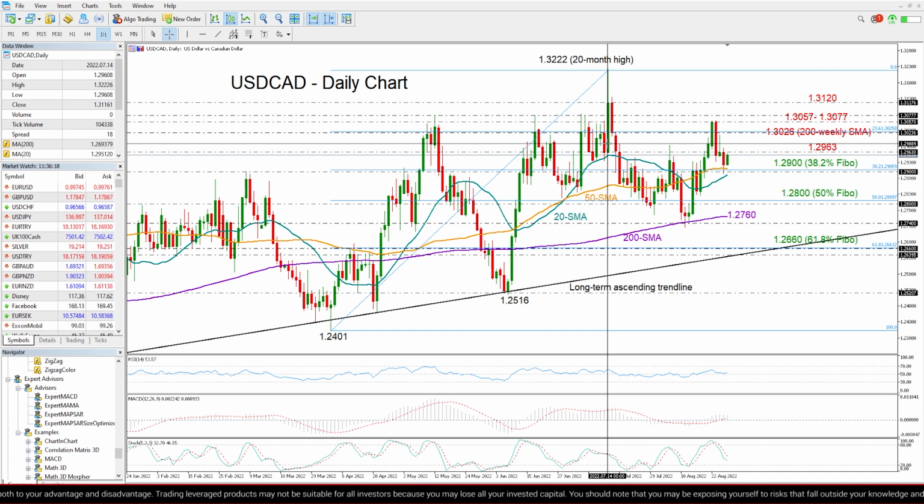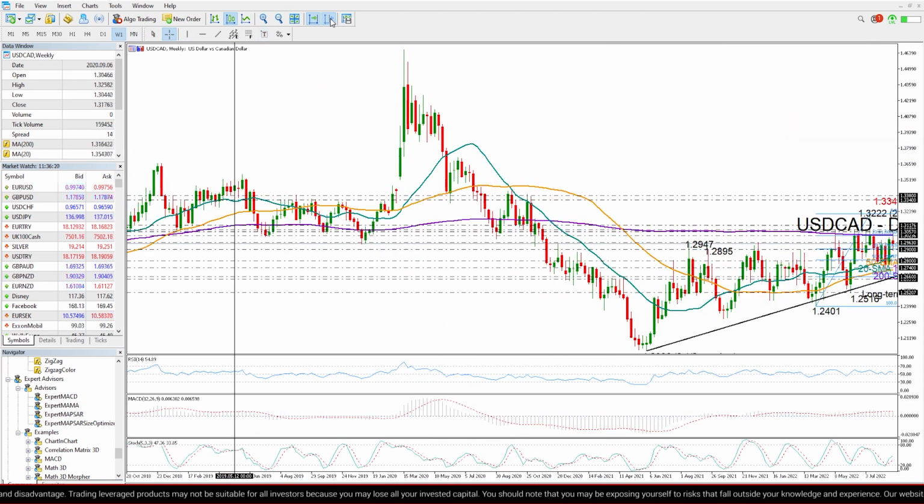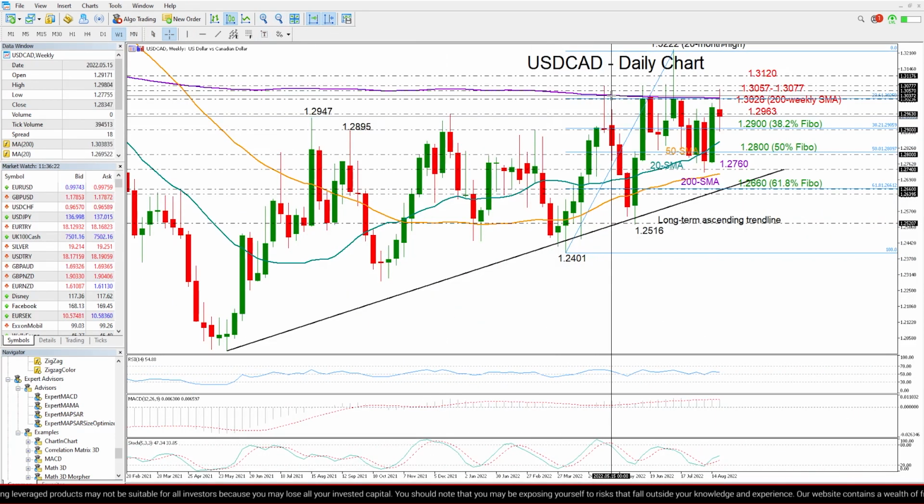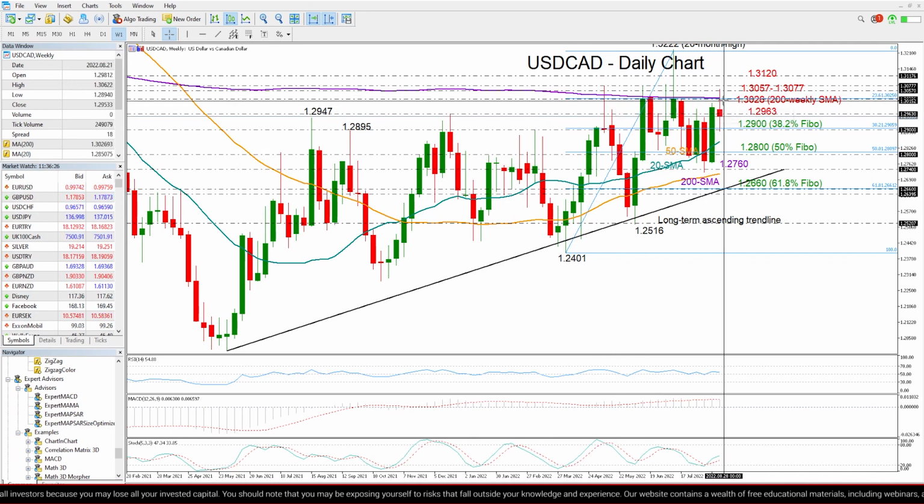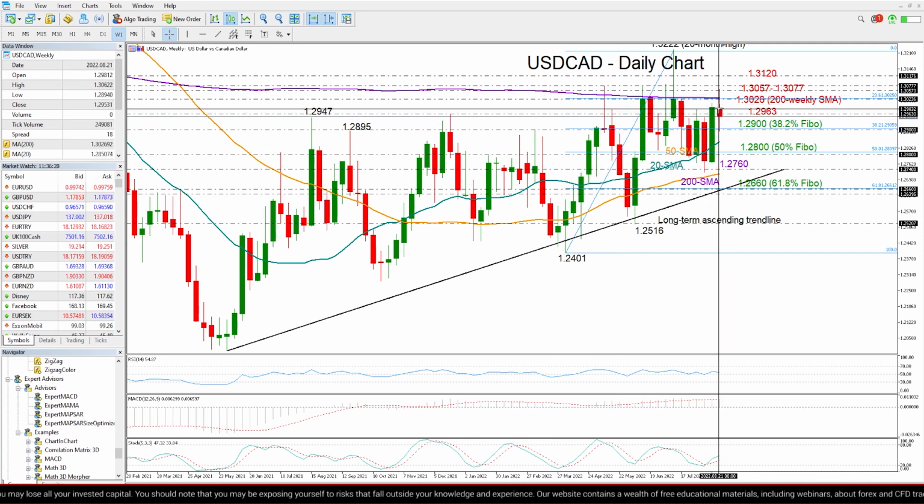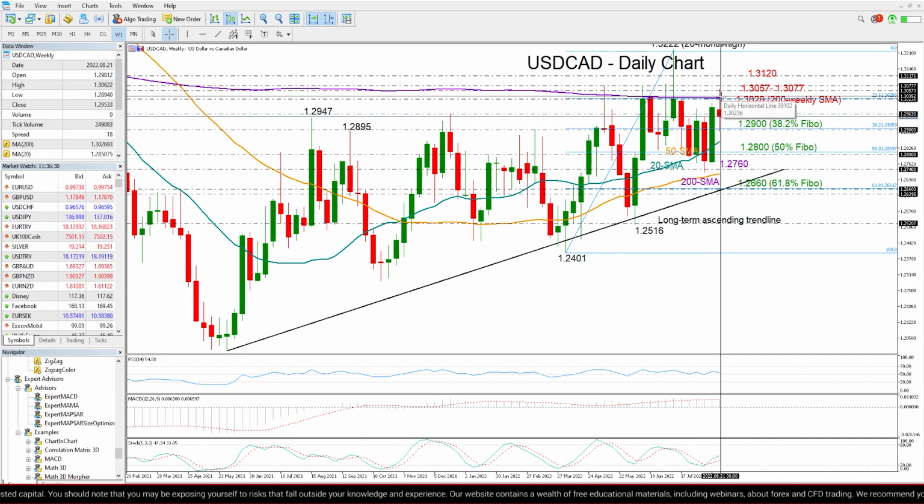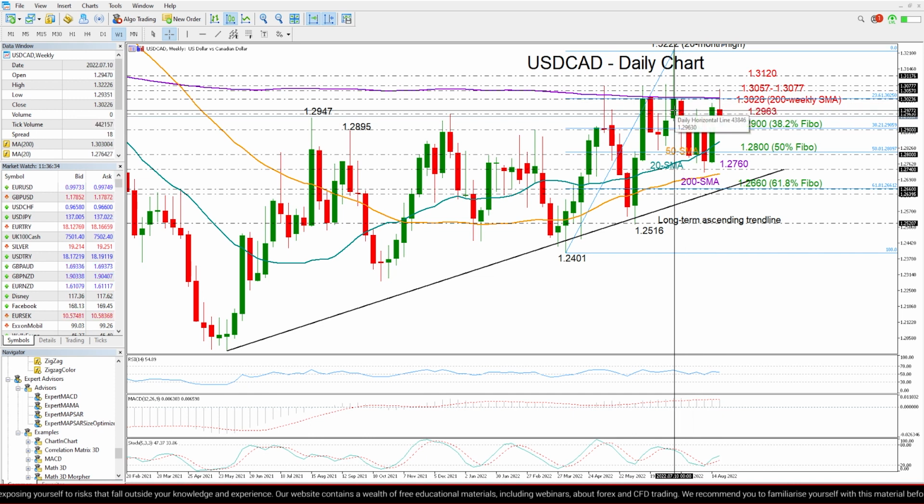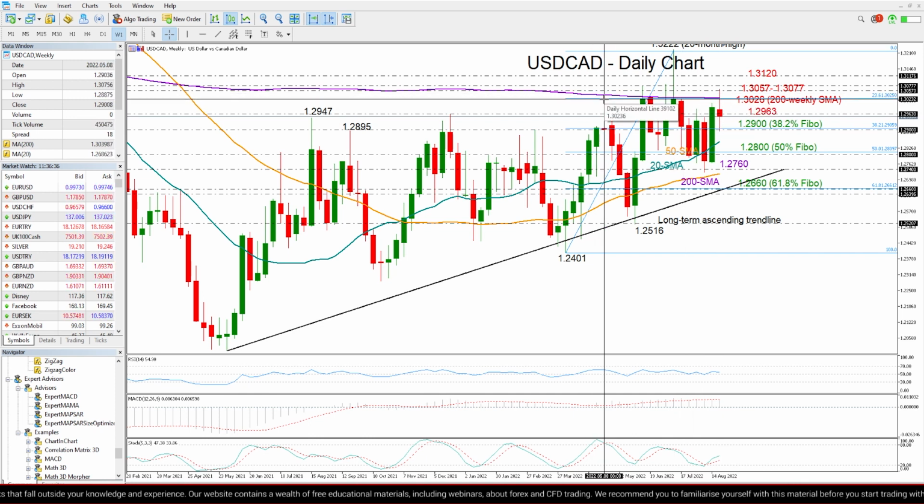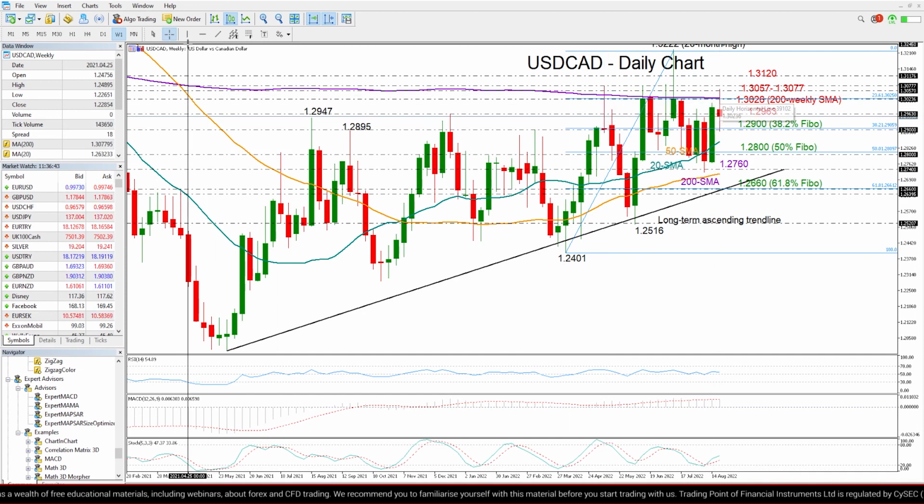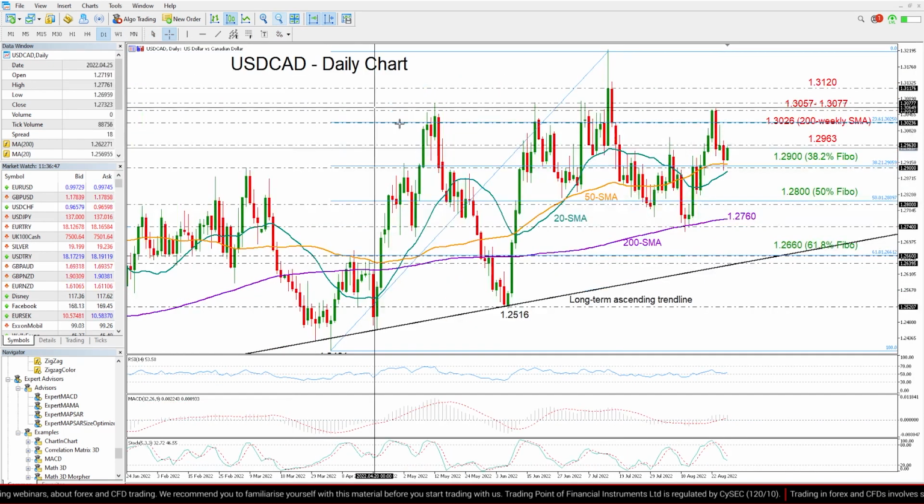But what is striking here is that if we switch to the weekly chart, we can see that the pair remains below the flattening 200 weekly moving average for another week, despite its flash spike above that line earlier this week. That line has been constantly rejecting bullish corrections since the start of May. Therefore, the 1.3026 level, where that line is flattening, will remain in focus in the coming sessions.